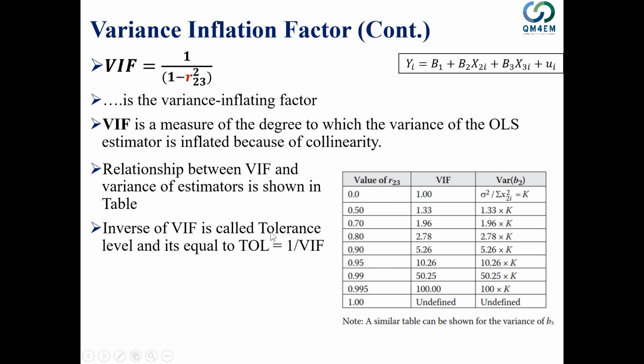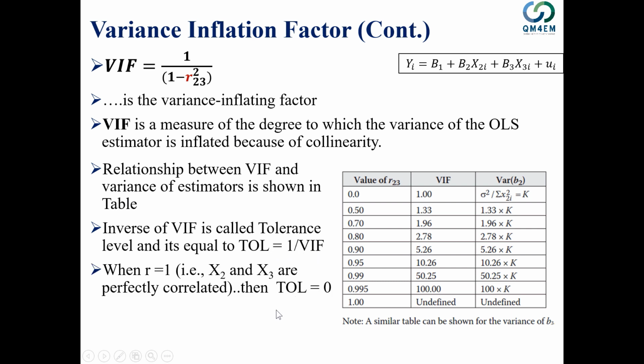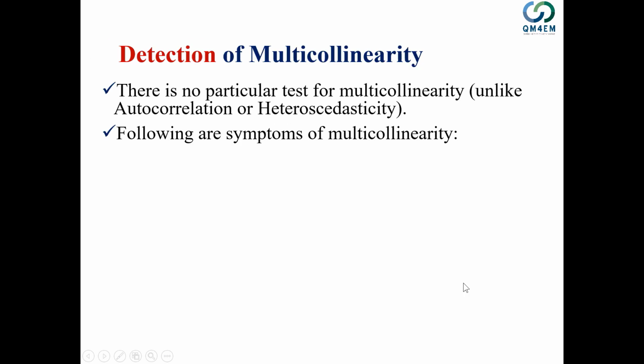And there is a relation: when R is 1, the TOL is 0, and when R is 0, the TOL is 1. So since TOL is the inverse of VIF, when the value of VIF is 1, the TOL will be 0, and when it's 0, the TOL will be 1. That's very obvious. So going back to the slide, let me summarize what we have discussed so far.